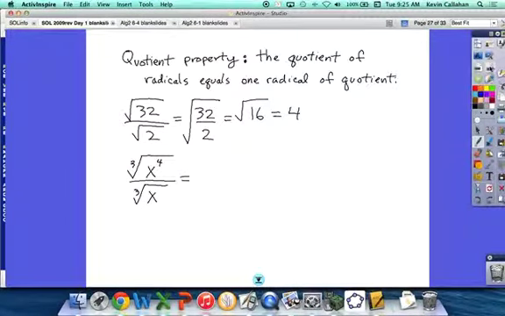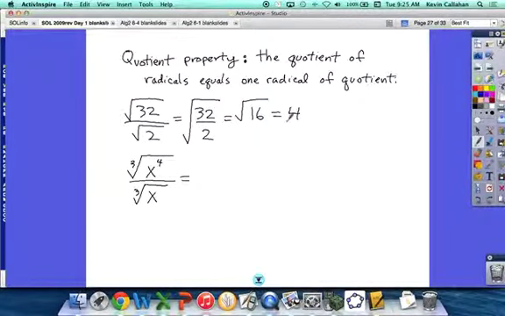Okay. Now, we also have a quotient property, right? Just like we have the product property for multiplication, you have a quotient property for division, which means if you have a division of radicals, you can put them into one radical if it looks like it will help, right? So in this case, it does. The square root of 32 over the square root of 2, 32 over 2 is 16. So the square root of 16 is 4. That can be simplified, right?